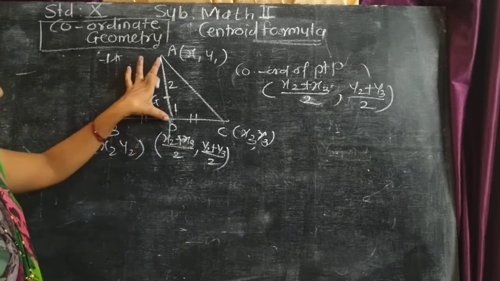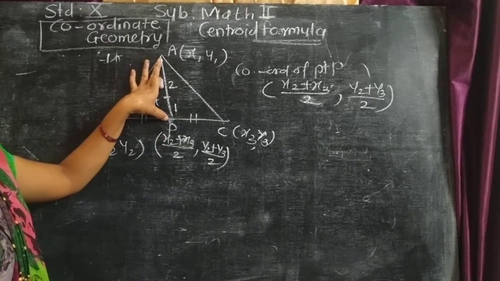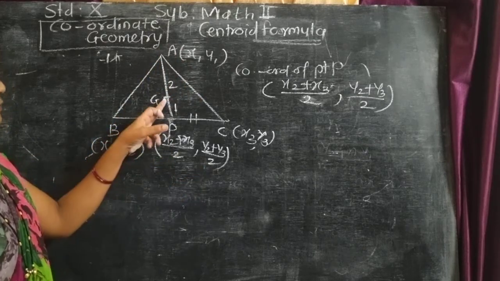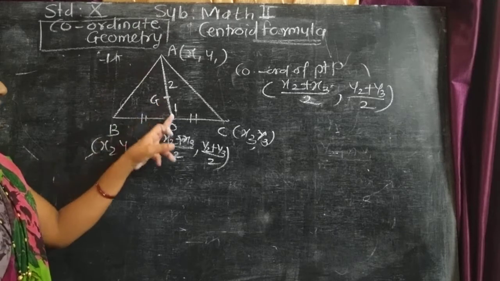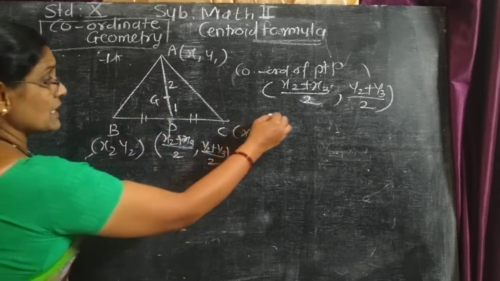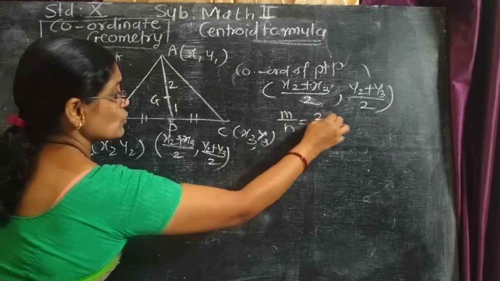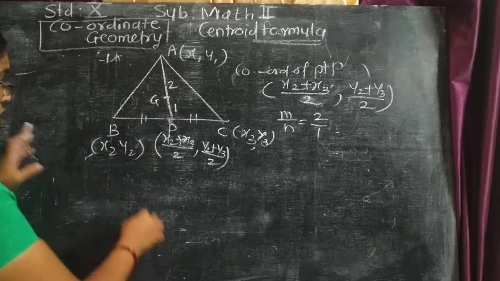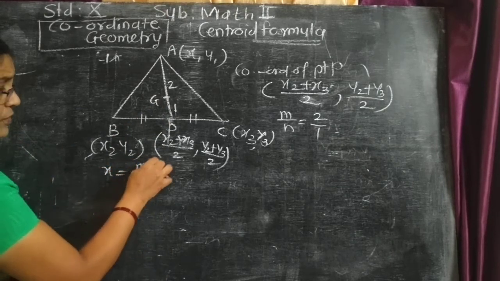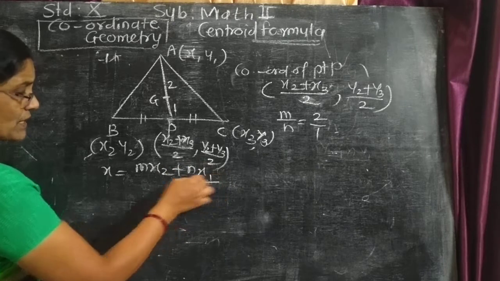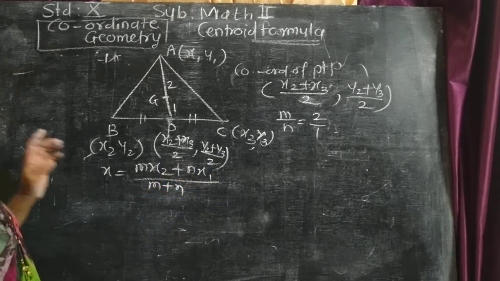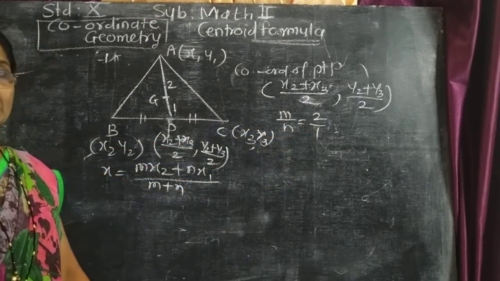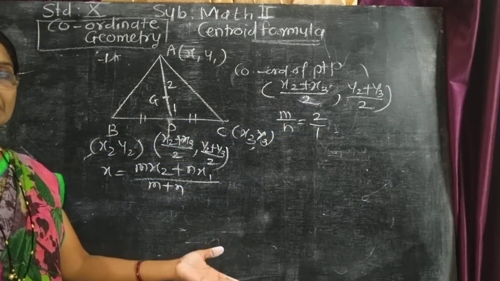Now see here, this is the segment AP, with the coordinates of A and the coordinates of P. This point G divides the segment AP in the ratio 2 to 1, so here m to n is 2 to 1. We have to find the coordinates of G. We know the section formula: x is equal to mx2 plus nx1 upon m plus n. Here we consider the value of m as 2 and n as 1, not exactly 2 and 1 but multiples of 2 and 1.